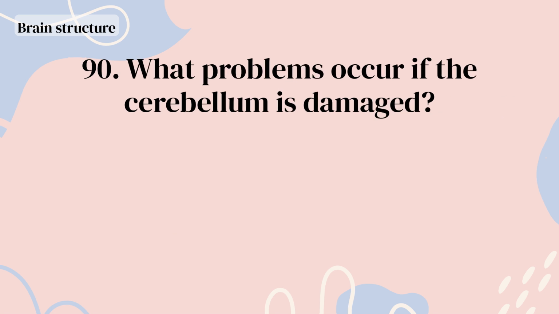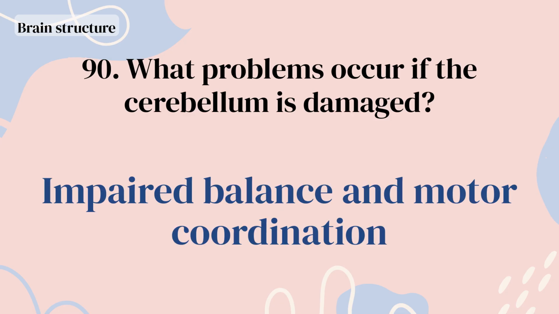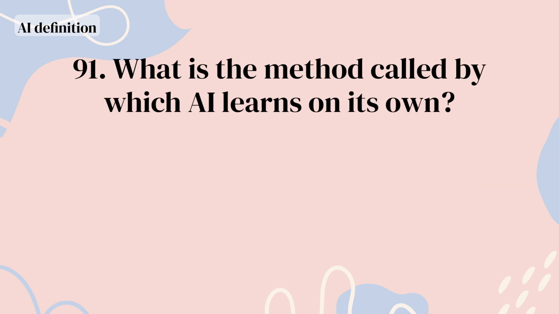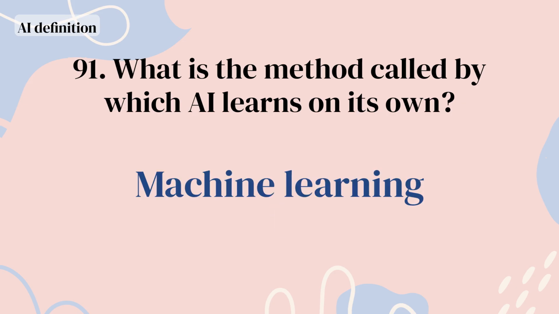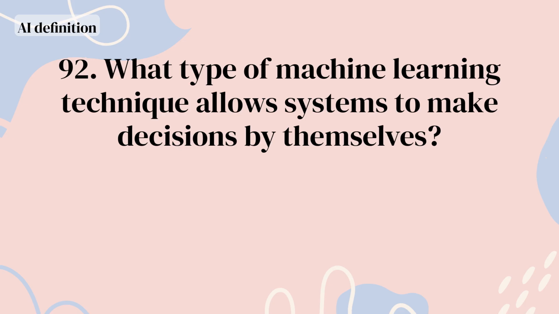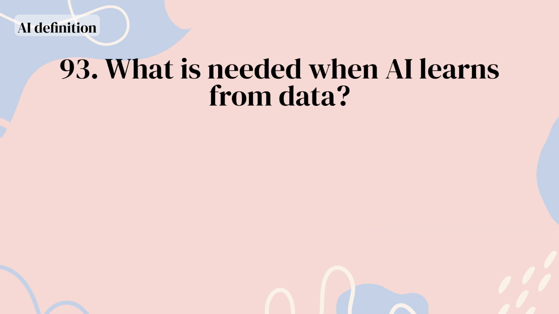Parietal lobe. What problems occur if the cerebellum is damaged? Impaired balance and motor coordination. What is the method called by which AI learns on its own? Machine learning. What type of machine learning technique allows systems to make decisions by themselves? Deep learning. What is needed when AI learns from data?